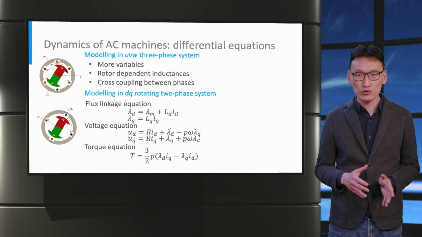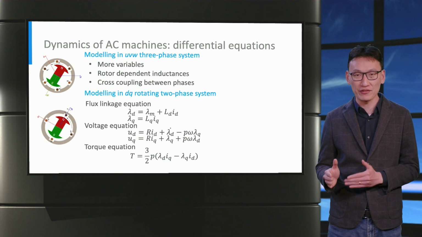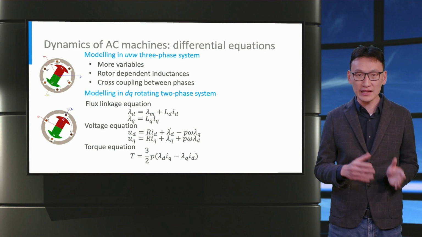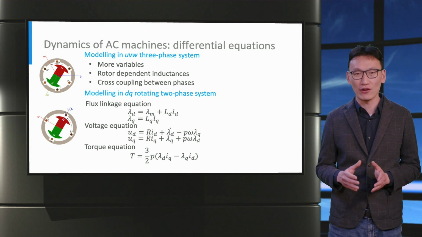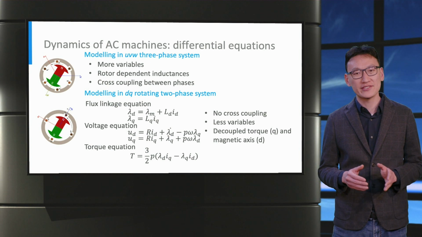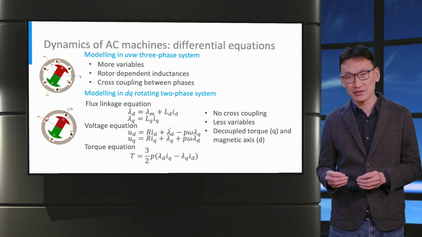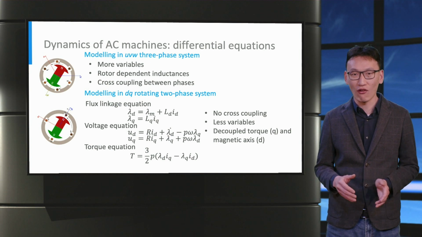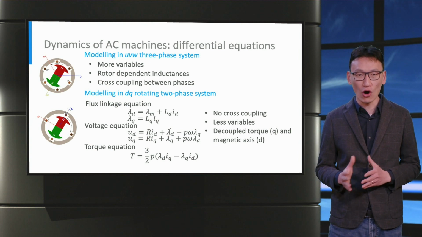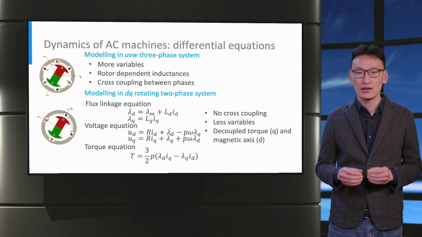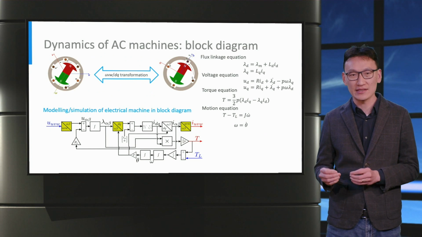When the machine is transformed to its dq reference frame-based equivalence, the equations and variables are significantly reduced, as we have already seen in the previous lecture. Moreover, there is no cross-coupling of parameters because d and q axes are orthogonal. Therefore, the magnetic field and the torque can be regulated independently. The best way to understand these equations is through a block diagram.